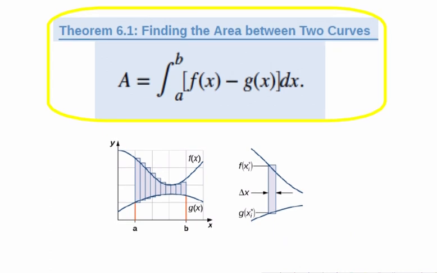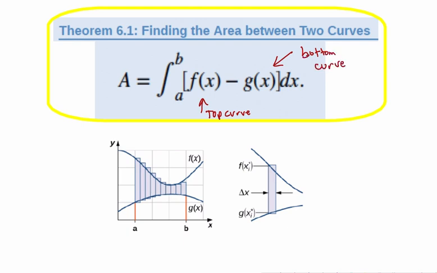So the area between two curves is the integral from A to B, whatever region you're looking for, and it is always going to be the top curve. So the F here represents your top curve, and then your G of X represents your bottom curve.